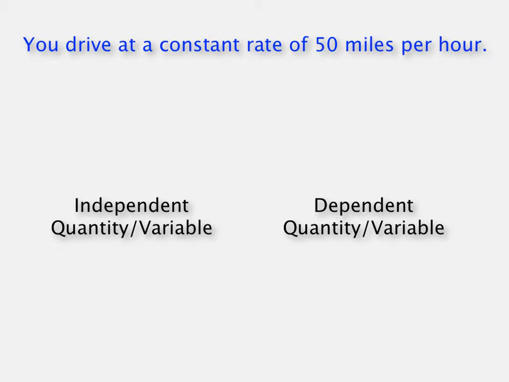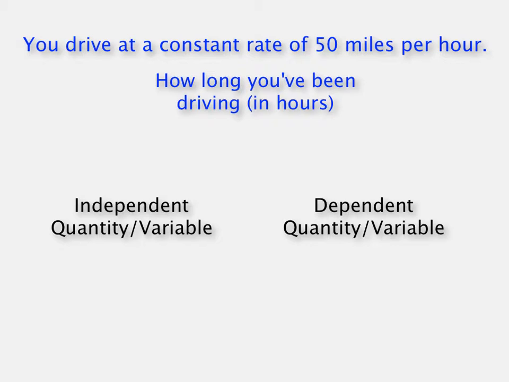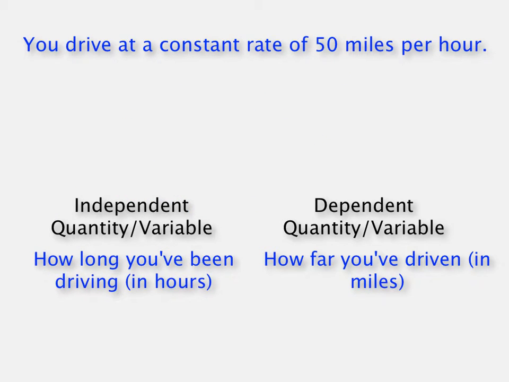So for instance, you drive at a constant rate of 50 miles per hour. I think that the two quantities here are how long you've been driving in hours and how far you've been driving in miles. In this case, I think the dependent quantity is how far you've driven in miles, and the independent quantity will be how long you've driven in hours.